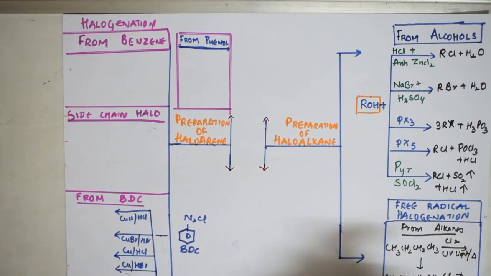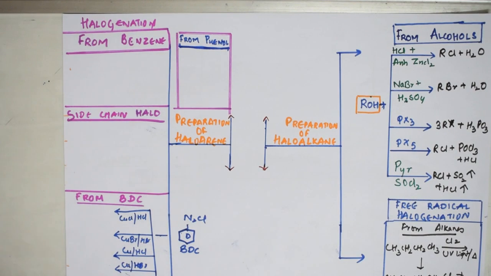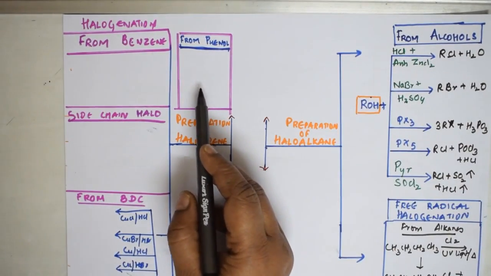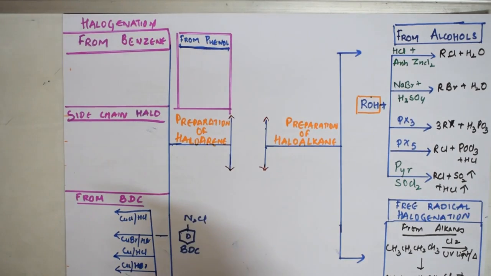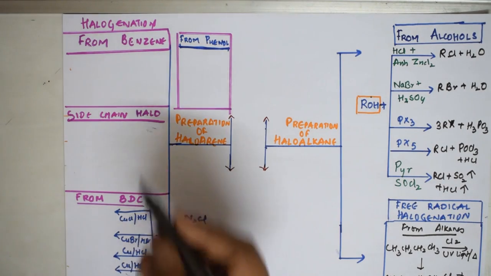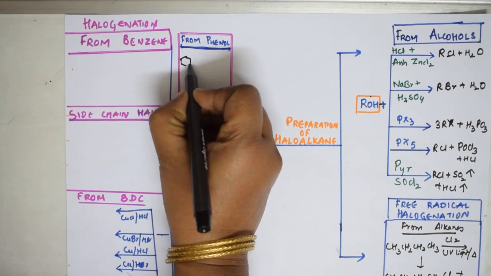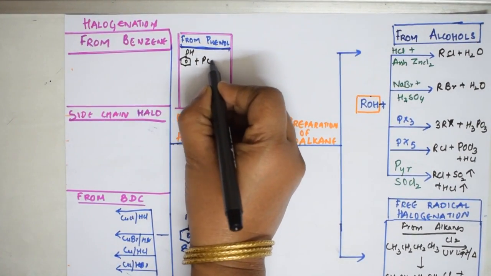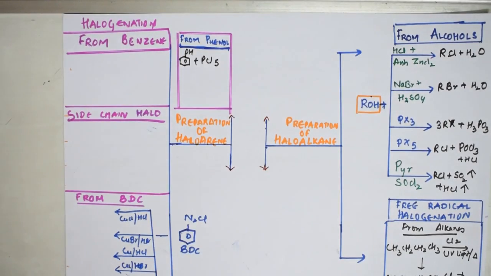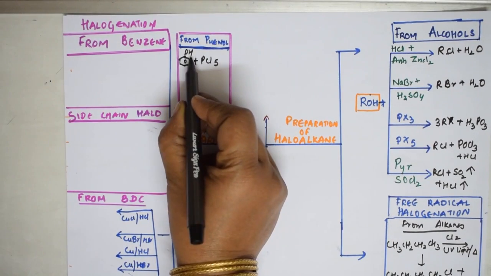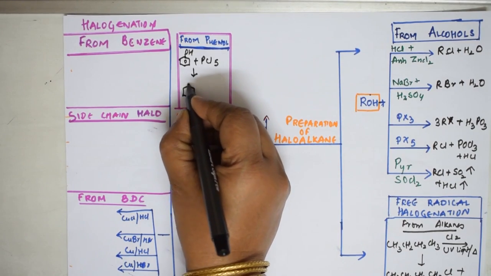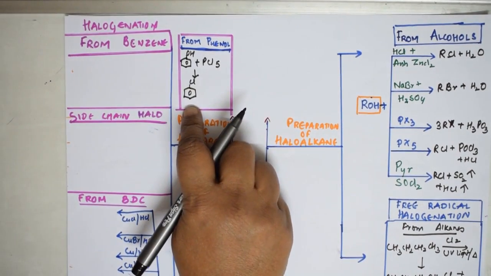Now let us prepare haloarenes. If I have to prepare haloarenes, I said we are going to prepare this from phenols. Here we have taken alcohols, here we are going to take phenols. Basically, phenol is a benzene ring with OH. How are we going to do it? We are going to add PCl5 to this, phosphorus pentachloride. What is it going to do? One hydrogen from here is replaced by chlorine. So I have prepared chlorobenzene, the haloarene. Done.